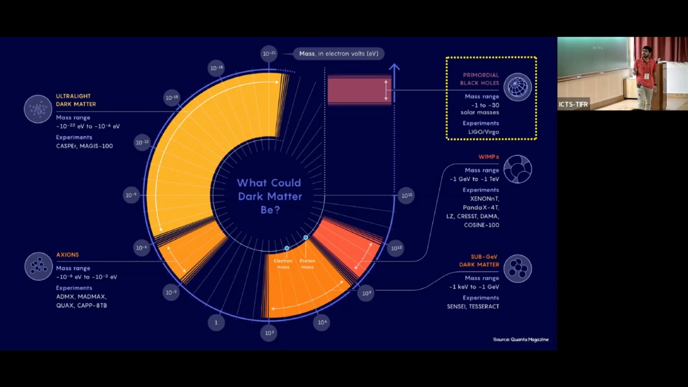And that's why the mass range of interest is actually huge. It starts from 10 to the minus 22 eV and goes all the way up to some solar masses. As you can see here, depending on the mass, there are different kinds of dark matter candidates. Today we'll be focusing on primordial black holes, with a mass range of interest from 10 to the 15 grams to 10 to the 18 grams.